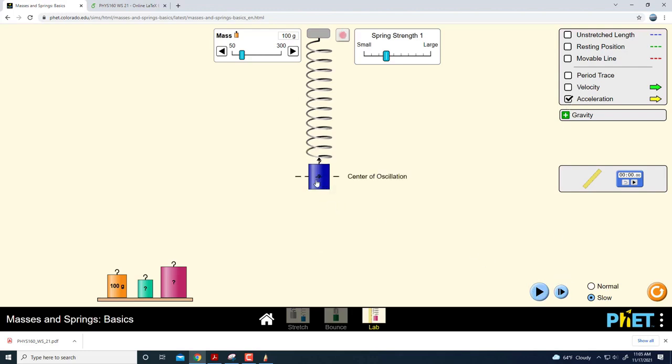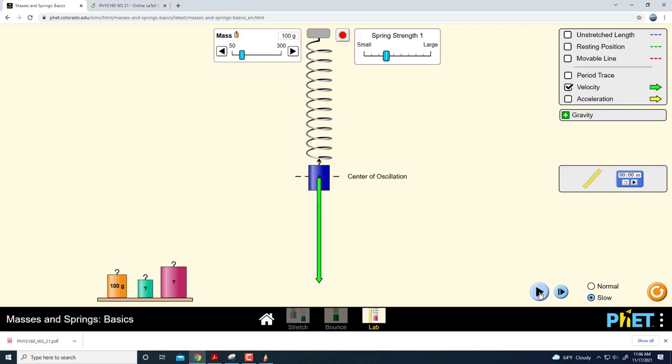So at equilibrium, acceleration is zero, and as it moves away from the equilibrium, let's oscillate this a little bit further. You see how the acceleration is changing. At the maximum displacement, acceleration is maximum. At equilibrium, acceleration is zero, and again at maximum displacement, acceleration is maximum, and at equilibrium, zero. Okay, so that's for the acceleration.